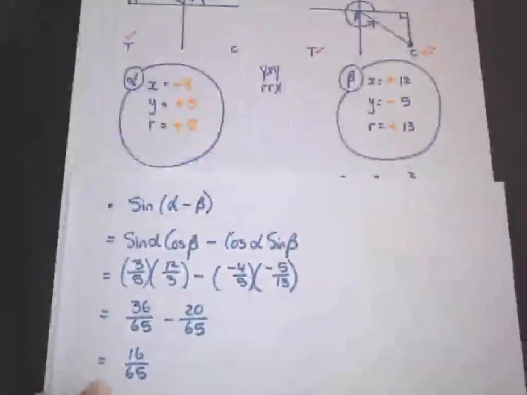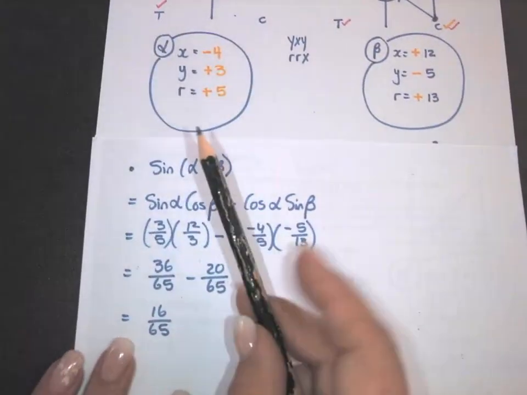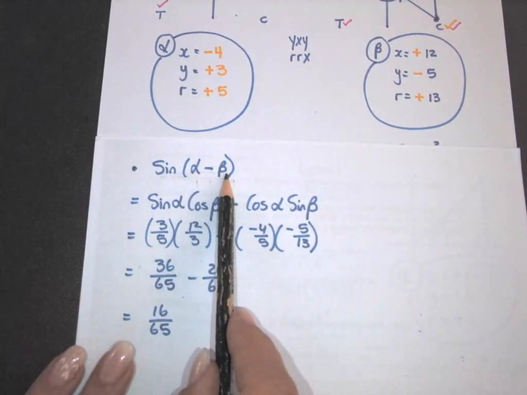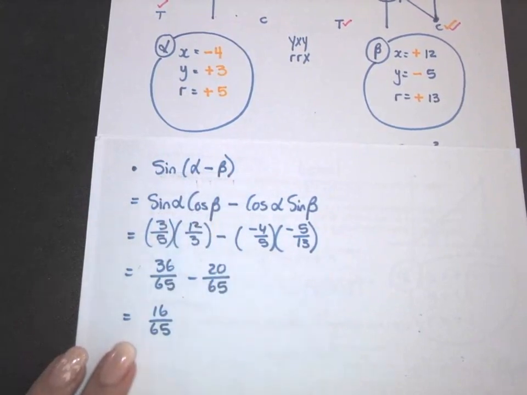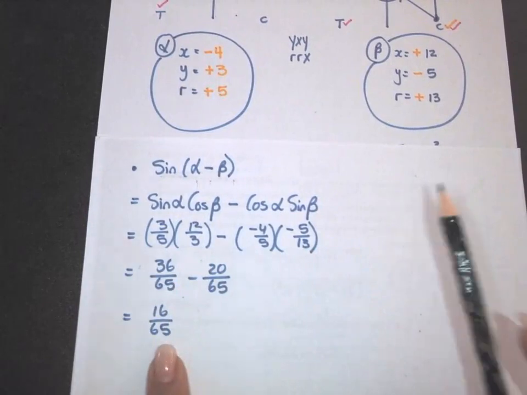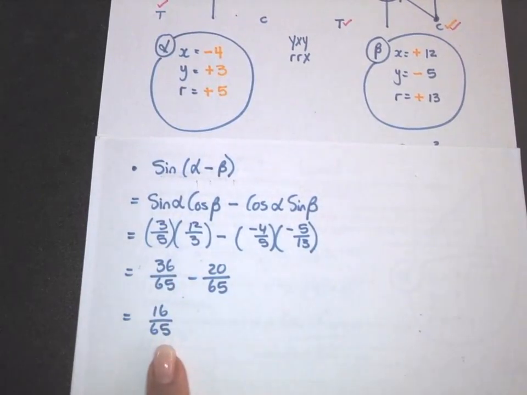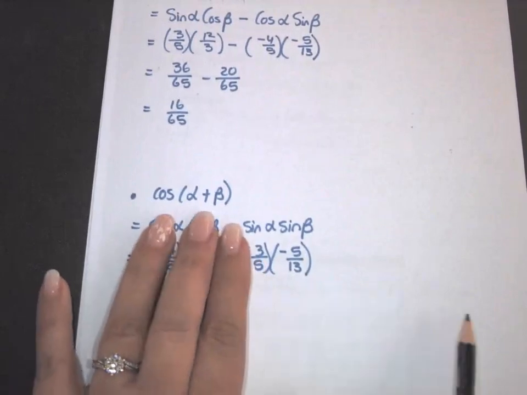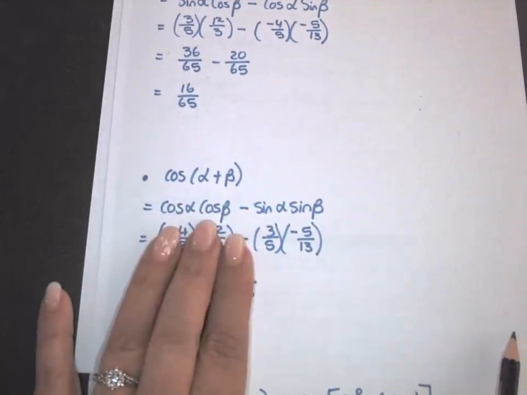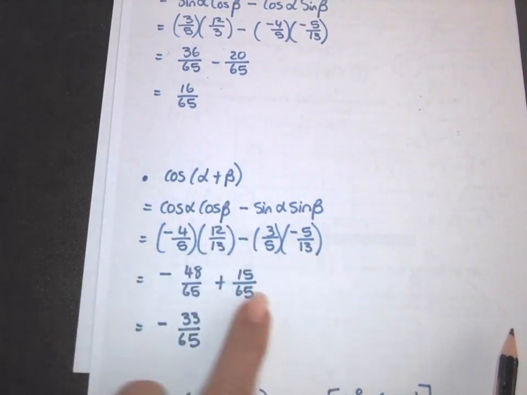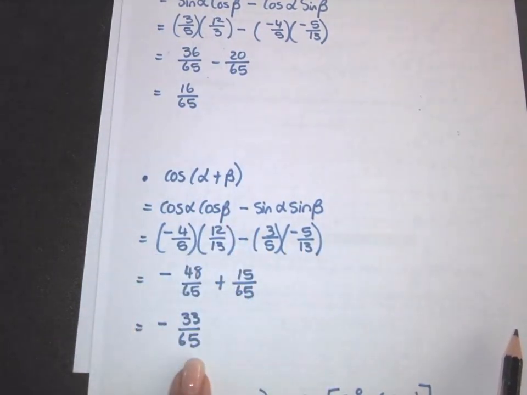The first one is sine of alpha minus beta, compound angles. Sine cos, cosine sine. Substitute everything, get your answer. Then the next one is cos, compound angles, cos cos, sine sine, and change the sign. Substitute everything, get your answer.